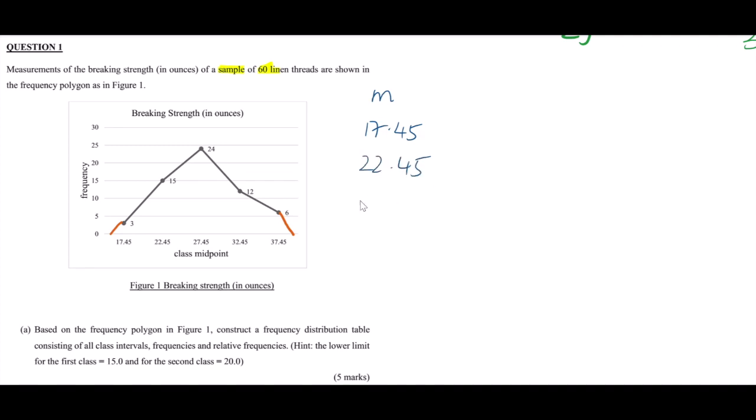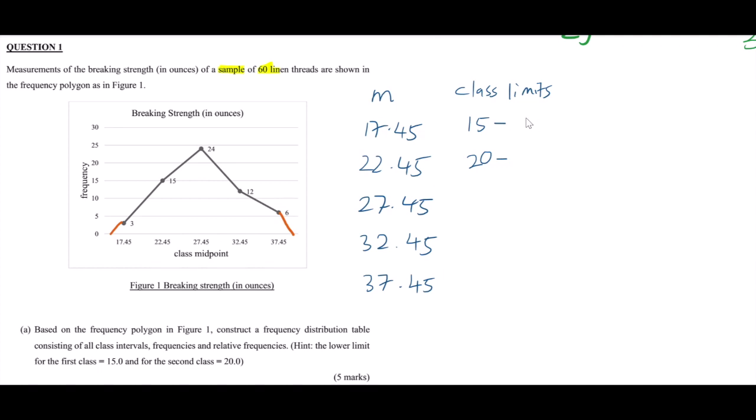So we have 17.45, 22.45, 27.45, 32.45, and 37.45. Okay, so you need to write out the class intervals. That means you need the class limits, frequencies and relative frequencies. Okay, so the lower limit for the first class is given as 15, and the lower limit for the second class is given as 20.